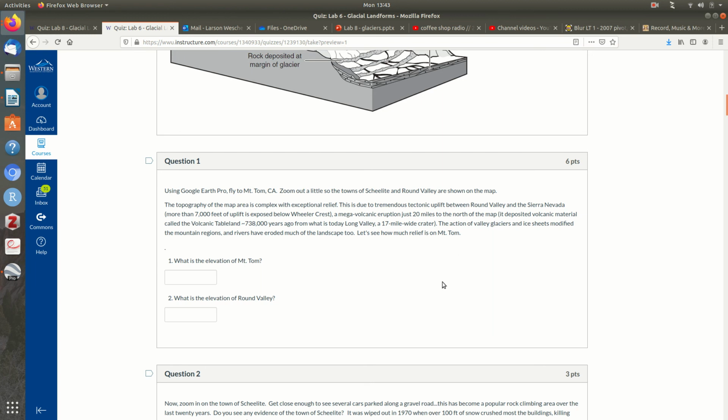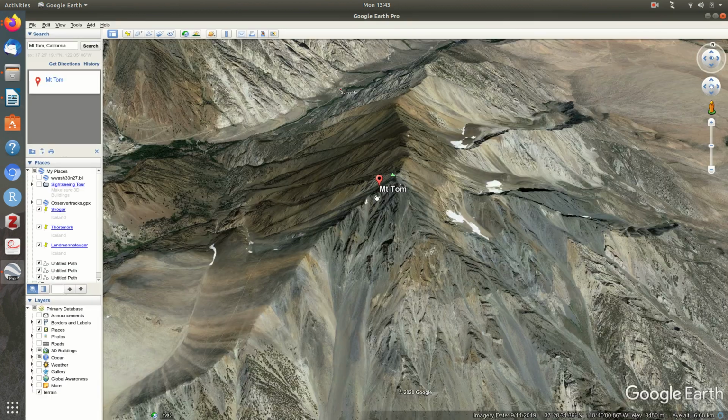The action of the valley glaciers modified the mountain regions. So basically, he's asking for the elevation of Round Valley and Mount Tom. So Mount Tom's right here. And if we put our mouse over it in the bottom right corner, you can get the elevation, which here would be 4,145 meters.